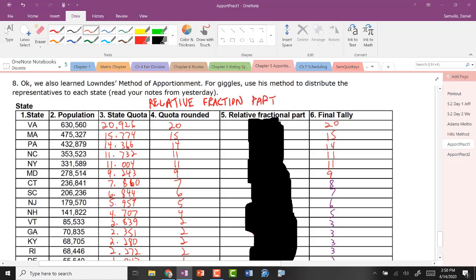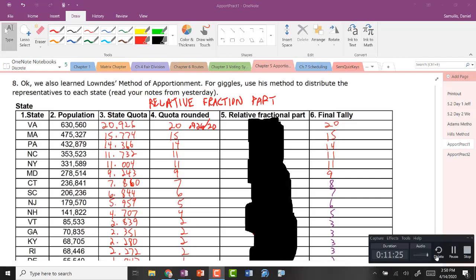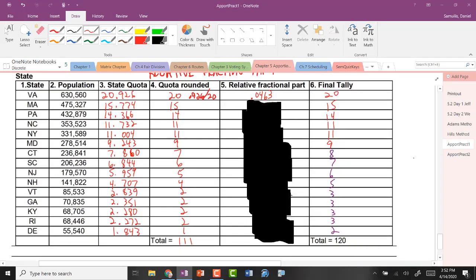So what you do is you take this 0.926 and you divide it by 20. And then you calculate that, and it's going to be a very, very small decimal. And you probably want to write that out to 4 decimal places. So there you get 0.0463.